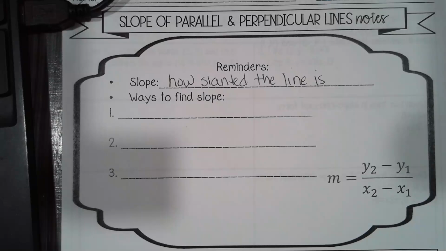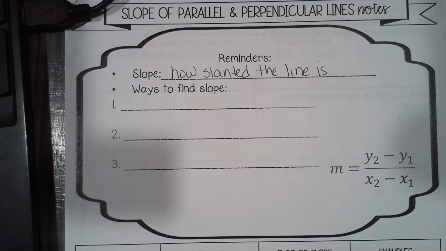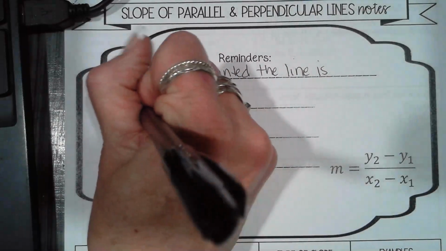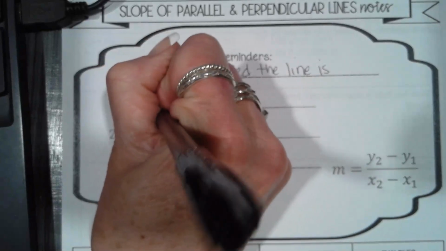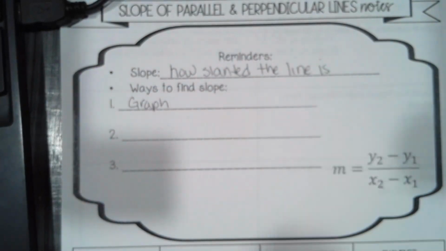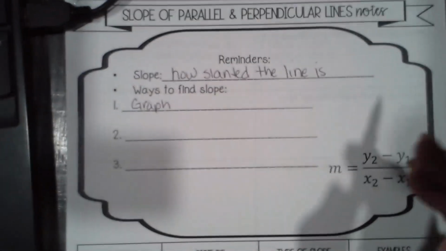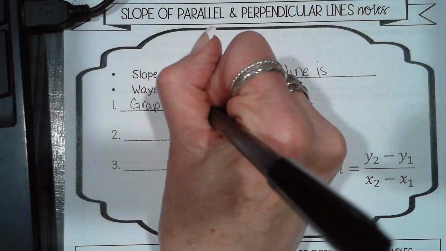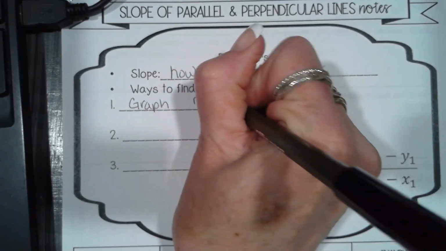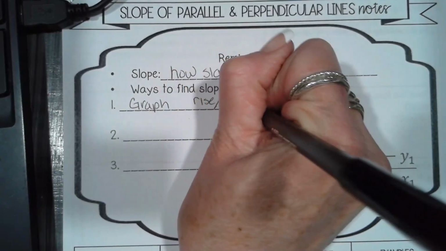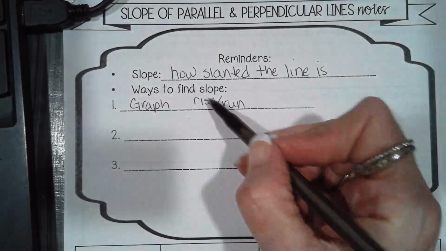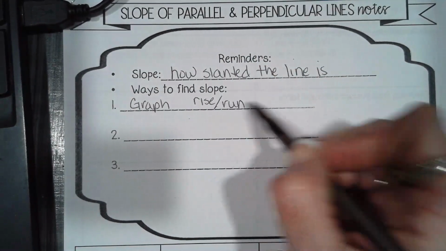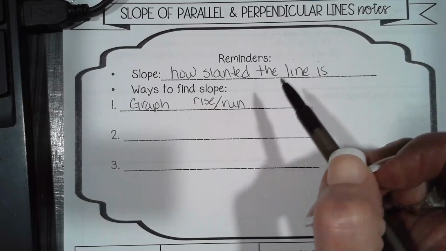Okay, just a reminder of how we find slope. Well, if you're on a graph, you're going to pick two good points, and you're going to do rise over run. And remember, when we say rise over run, it's rise divided by run. It's a fraction.